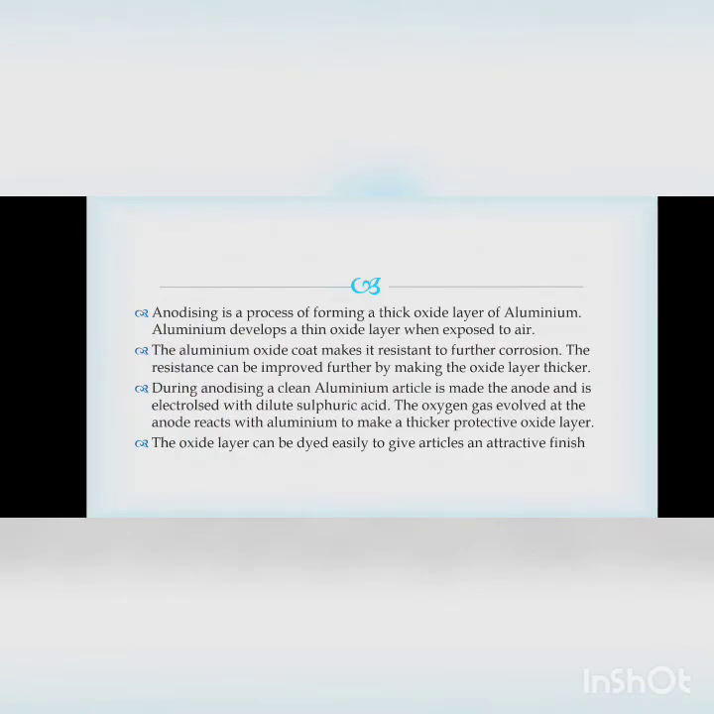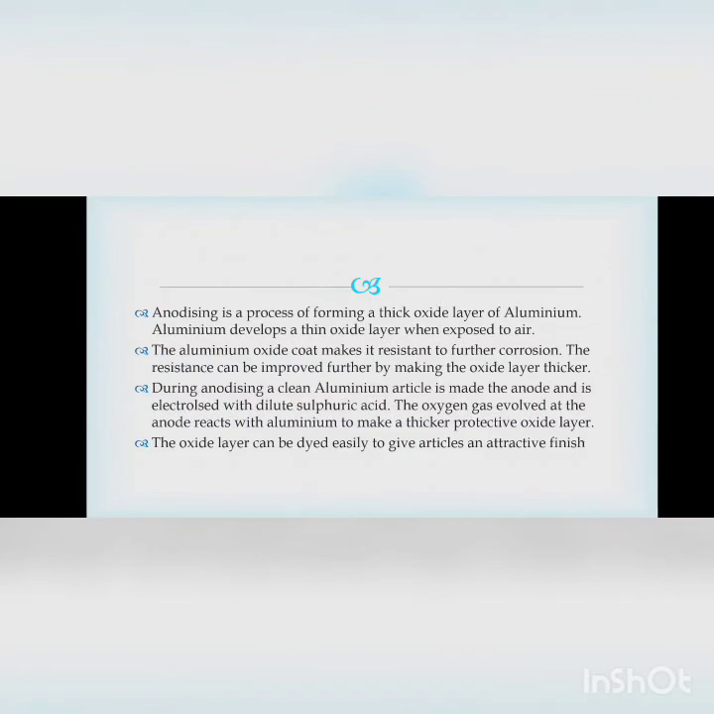Anodizing is a process of forming a thick layer of aluminium oxide. Aluminium develops a thin oxide layer when exposed to air. The aluminium oxide coat makes it resistant to further corrosion. The resistance can be improved further by making the oxide layer thicker.